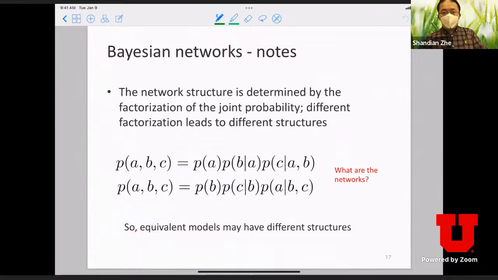Okay, so now we have introduced the general definition of Bayesian networks. And here we want to emphasize that the network structure is determined by the factorization, or the decomposition, of the joint probability. Right? How do you write down your joint probability in terms of a product of a bunch of conditional probabilities and marginal probabilities? So different factorizations lead to different structures, as we just showed. Even for the same joint probability, if you have two factorizations, it might correspond to two graphs. So don't be surprised that they have multiple representations. So equivalent models may have different structures.